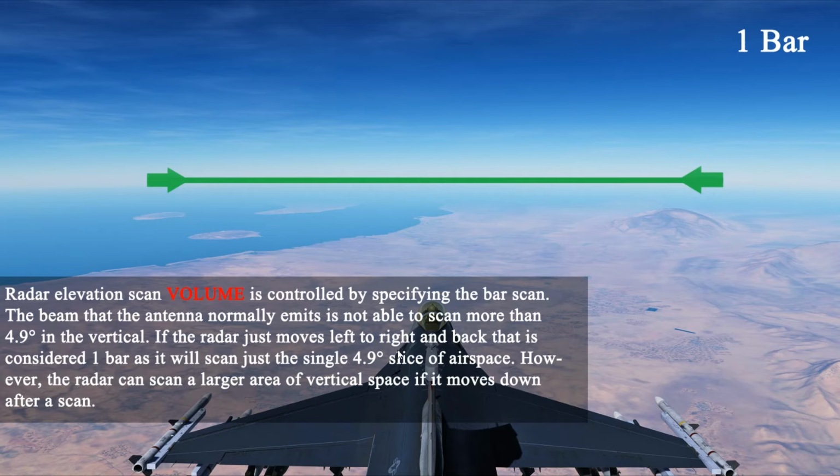So what that means is that the beam going from left to right and from right to left is considered 1 bar. All right, just this little movement left to right, this is 1 bar, and this 1 bar is 4.9 degrees of the sky. So it's a very, very small chunk of the sky. That's all it's saying. And you can see why it's quick, right? It's just left to right. It's very, very quick. This is an explanation of 1 bar. Let's go ahead and have a look at 2 bars now.